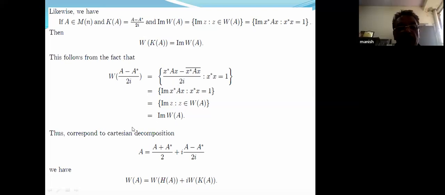So what we have, according to this Cartesian decomposition, A is (A plus A star) by 2 plus iota times (A minus A star) by 2 iota. This is the Hermitian part, and this is the imaginary part. The numerical range of A is the numerical range of the Hermitian part plus iota times the numerical range of this imaginary part.